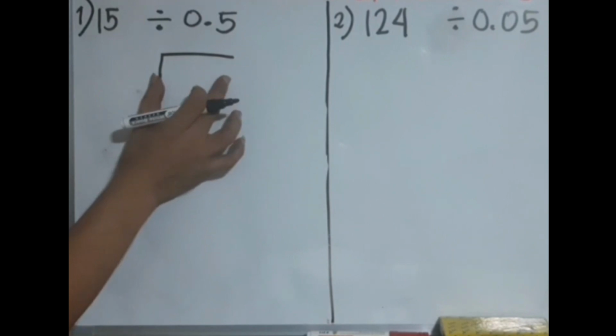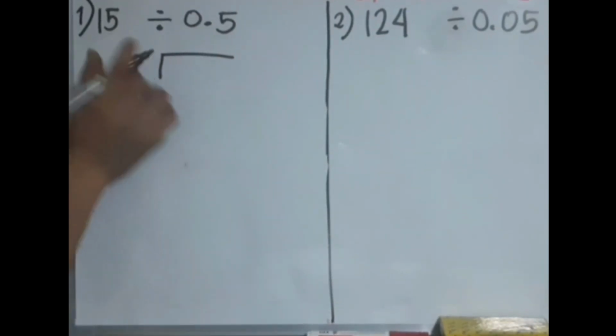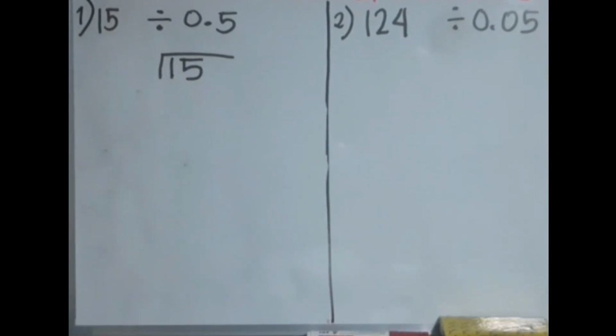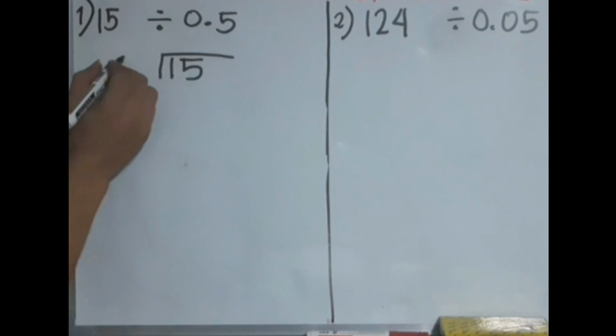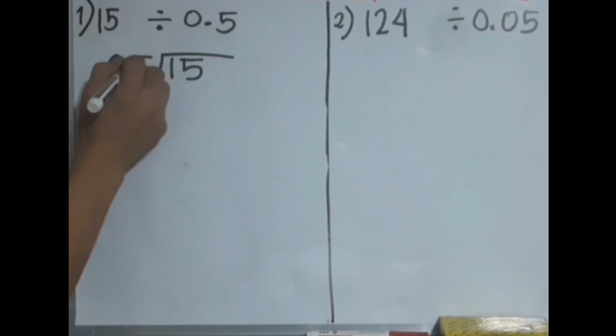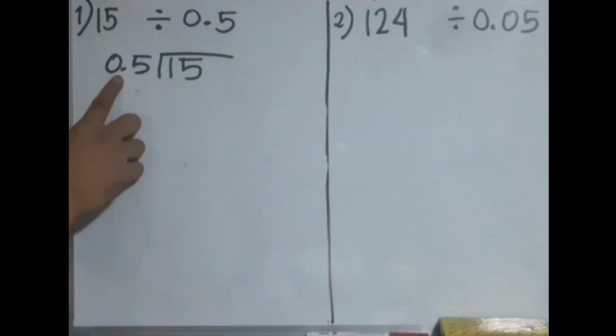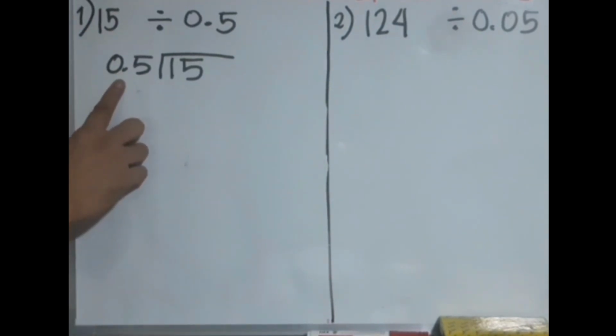This symbol also means division. Your dividend, which is 15, must be inside. And your divisor, which is 5/10, must be outside. Now, since our divisor is a decimal number, kailangan gawin muna natin siyang whole number. Paano natin gagawin yun? By simply moving the decimal point from left to right. Kaliwa pa kanan. Malinaw po ba?